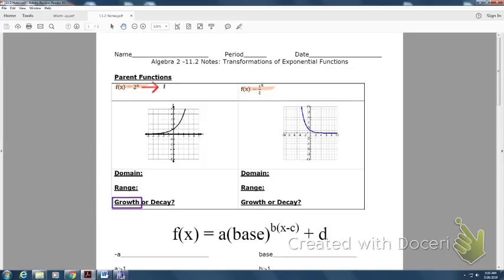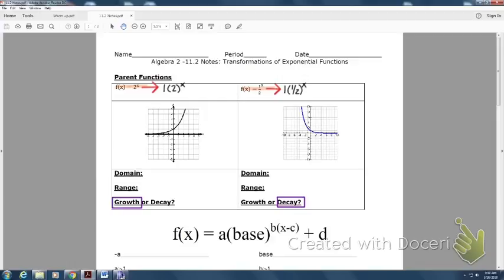1 parentheses 2 parentheses 2. Make sure if it is just a number, you read it as 1 times, so that you know what that a value is whenever you're graphing it. Okay, so obviously the 1/2, that would be decay. We've already talked about this a little bit.